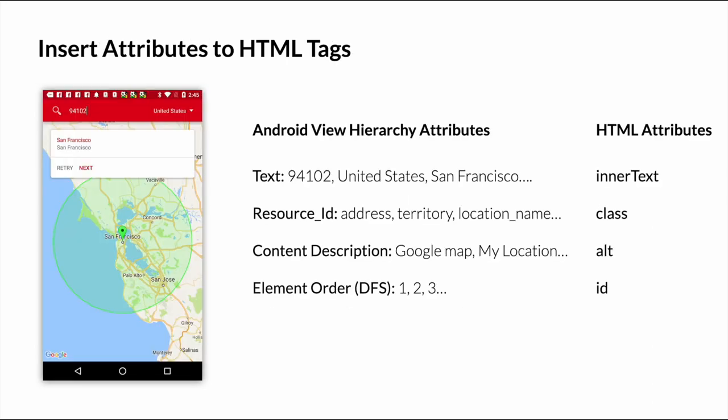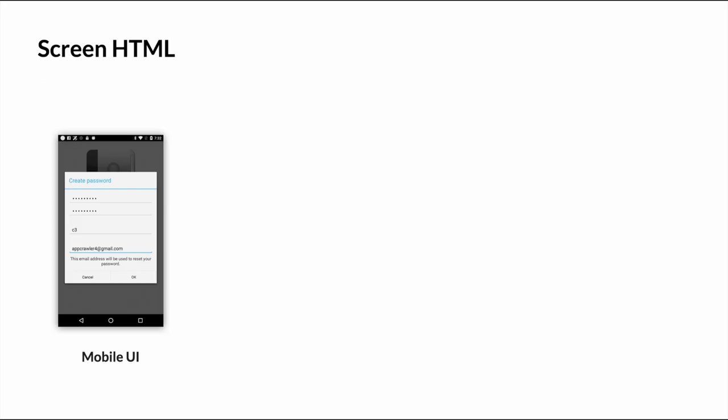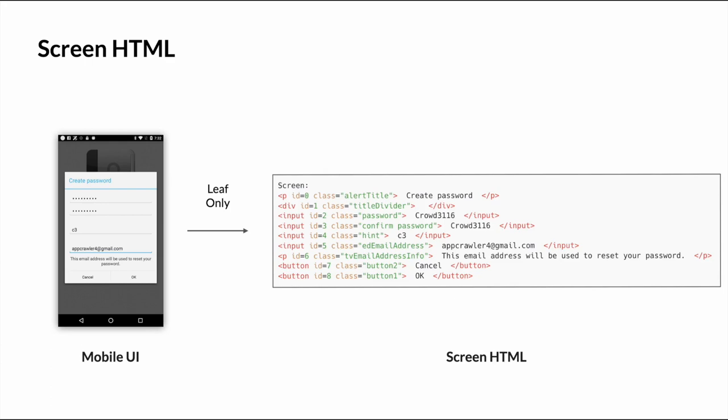Then we insert attributes to the HTML tags by converting Android properties to HTML attributes. We map text to inner text, resource ID, which contains element information written by the developers, to class, content description to alt text, and the DFS element order to ID. Our algorithm only generates HTML for the leaf elements, which are usually the elements that users can see and interact with. So here's an example of screen HTML generated from the create password UI on the left.